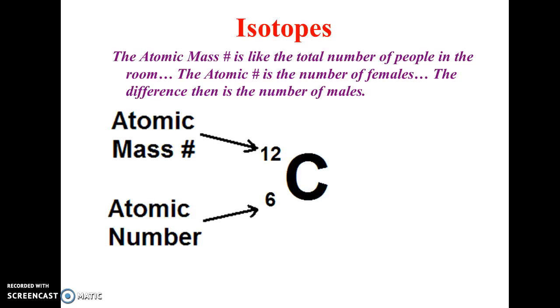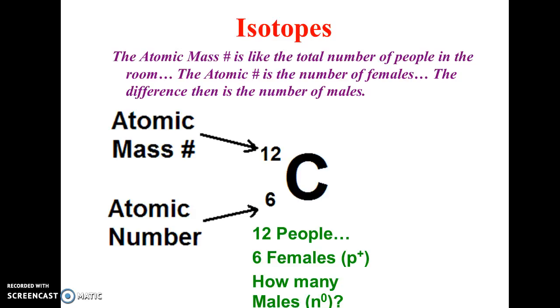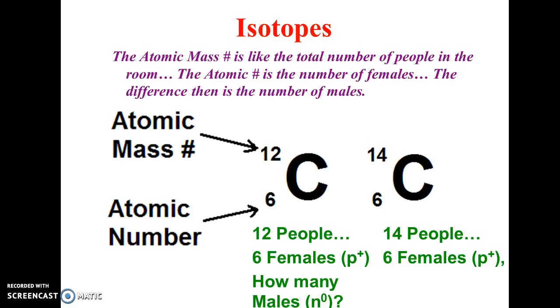Okay, so think of the atomic mass number like the total number of people in the room. The atomic number is the number of females. The difference then is the number of males. So if I have 12 people in this room and I know that 6 of them are female, I can figure out the number of males, or the number of neutrons. That would be 6. In this particular room, there are 14 people. If 6 of them are female, the difference between them must be the males. So if I take 14 minus 6, I'm going to be left with 8 males, or 8 neutrons.